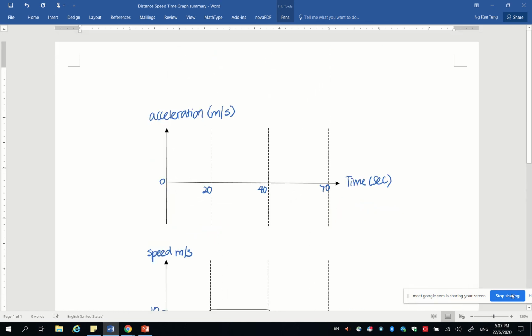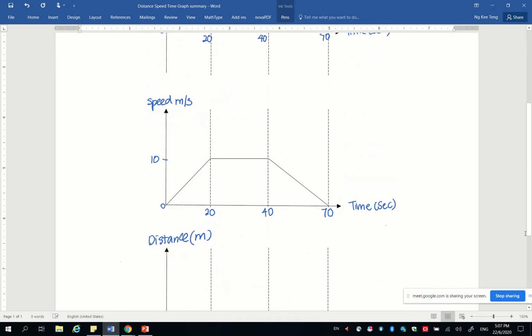Now today I'm going to go through a little bit on speed, distance and time and acceleration time graph. The commonly tested one is speed time graph. Then after that, second commonly tested is distance time graph. And then finally, sometimes they like to add on a little bit extension concepts to acceleration time graph. So now I shall begin with speed time graph.